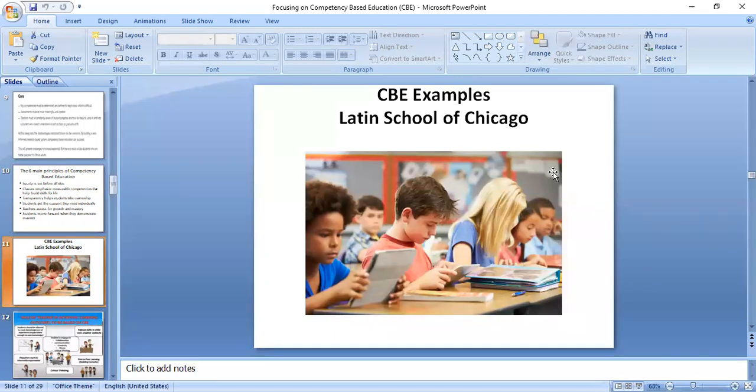Next is a CBE example from the Latin School of Chicago. We take an example of how the CBE process or program is applied in the Latin School of Chicago. At Latin, competency-based learning is used in foreign language classes to group students who are closest in their language abilities. This means students of different ages may be in the same class, since this is where they best fit in abilities, instead of moving automatically from Spanish 1 to Spanish 2 at the end of the year.